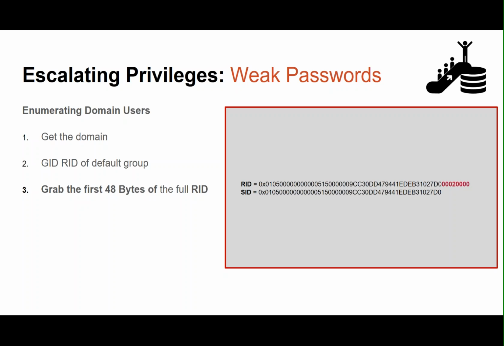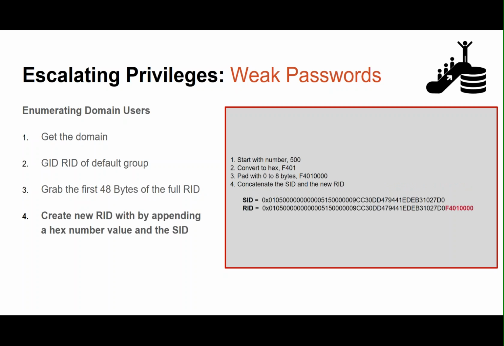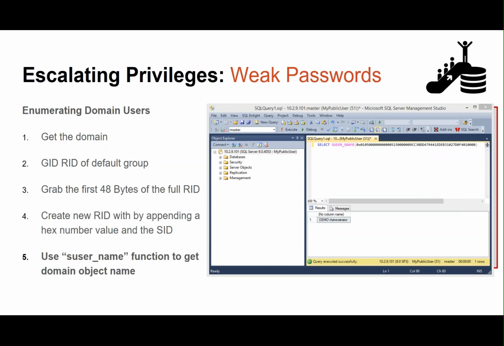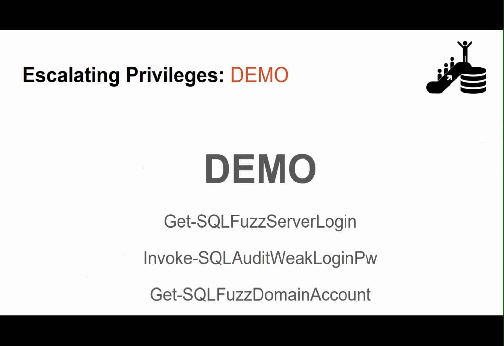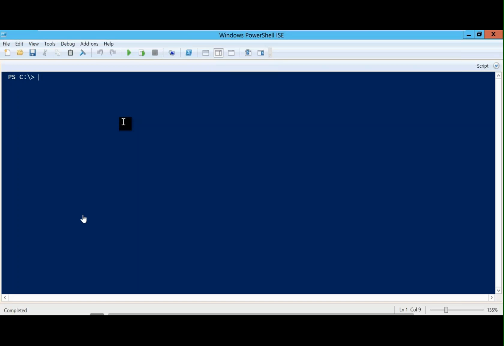From there, I can just chop off the unique identifier that's associated with the group and get the SID for the domain. At that point, I can create a number, convert it to hex, pad it out a little bit, slap it on the end, and now I have a new RID which would be associated with a domain object. Then I can pass that into the inverse function, which is SUSER_NAME, and now I've blindly enumerated the Domain Admin. Similar to the other technique, we can increment and repeat. So here's a quick video of that.